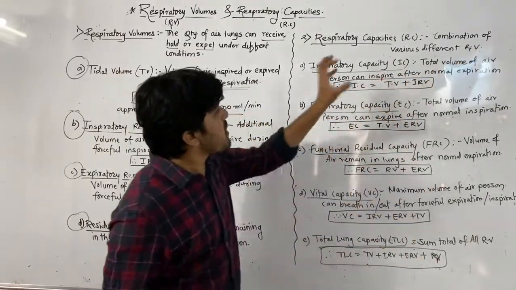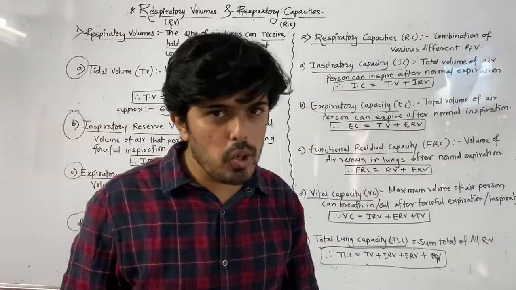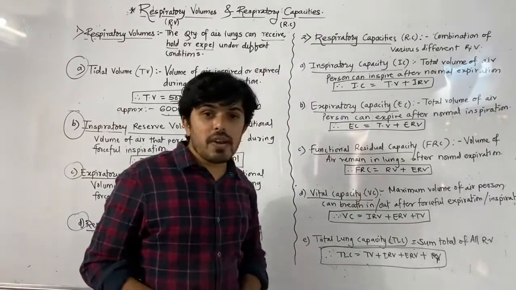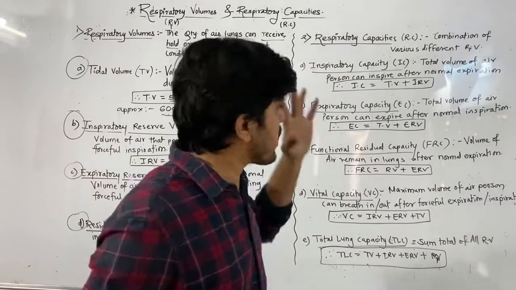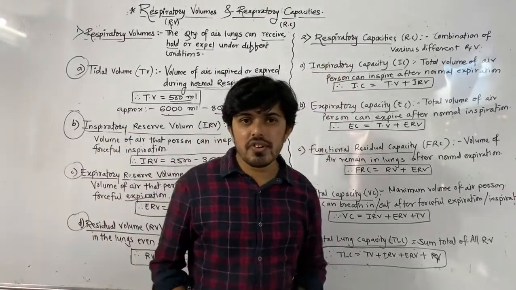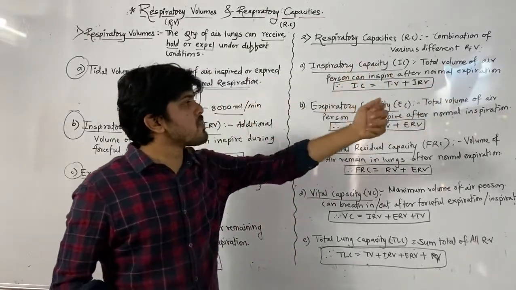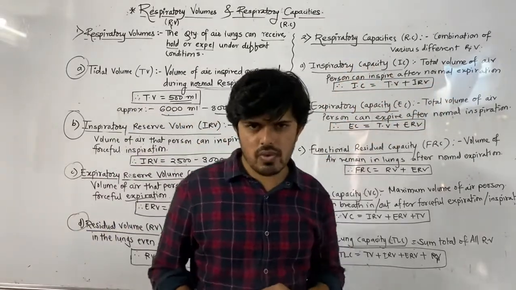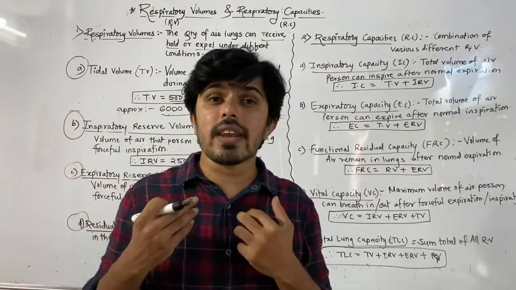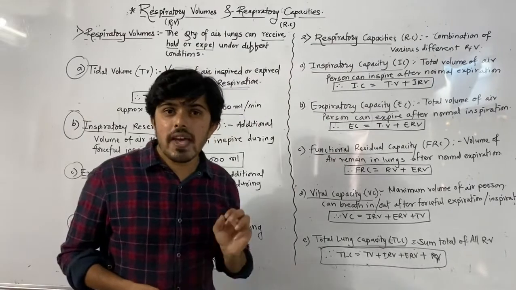Okay. So respiratory capacities is a combination of different types of respiratory volumes. There are different types of respiratory capacities. Here we are going to calculate also. First one is inspiratory capacity. It is termed as IC. Total volume of air a person can inspire after normal expiration. Total volume of air the person can take in after normal expiration is called inspiratory capacity.